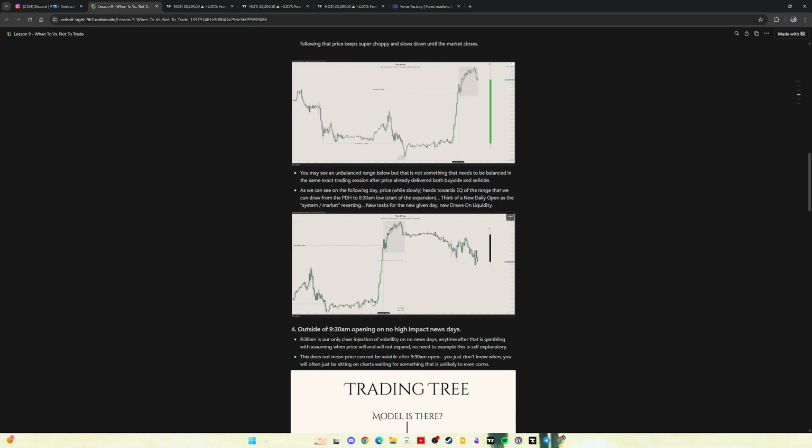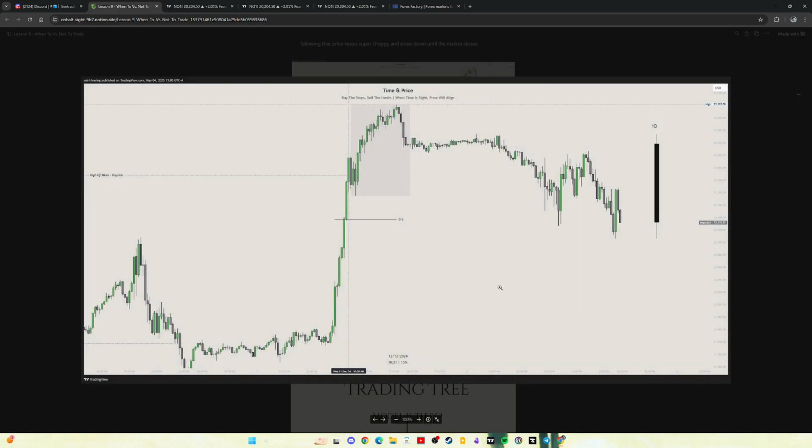But what we can do is wait for the new daily open, waiting for a new day to start. And I want you guys to start thinking about this as the system, the market, resetting. Essentially, the market is given a new task for the new given trading day, is given new draws on liquidity. So think of the market as a system resetting at a new daily open, and it's given new tasks for the new given day. It's given new draws on liquidity.